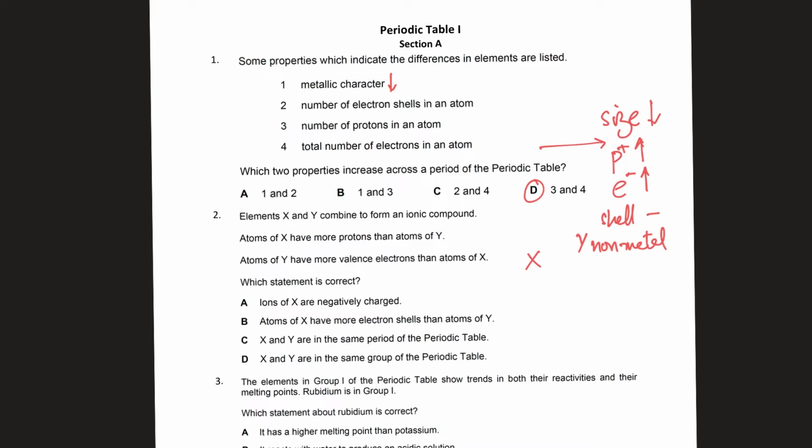Atoms of X have more electron shells than atoms of Y. Yeah, that is true, because if Y is a non-metal, the next metal has to be in the next period or the period below that. So that is true. X and Y in the same period can't be true because X would have to be on the left side of Y, and that means X can't have more protons. And X and Y in the same group, that can't be true because one has more valence electrons than the other one.